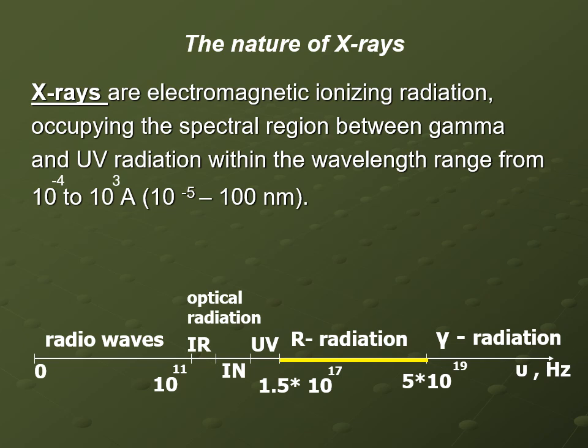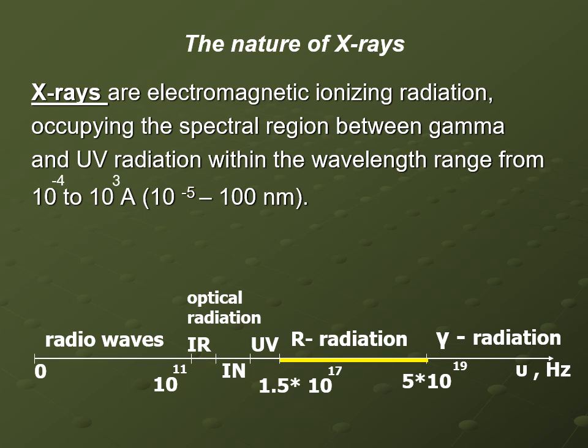As for the spectral region, there is no clear division by frequency. By wavelength, there is an overlap of the ranges of X-ray radiation and ultraviolet radiation, and of X-ray radiation and gamma radiation. In other words, we define X-ray radiation depending on the method of obtaining it.